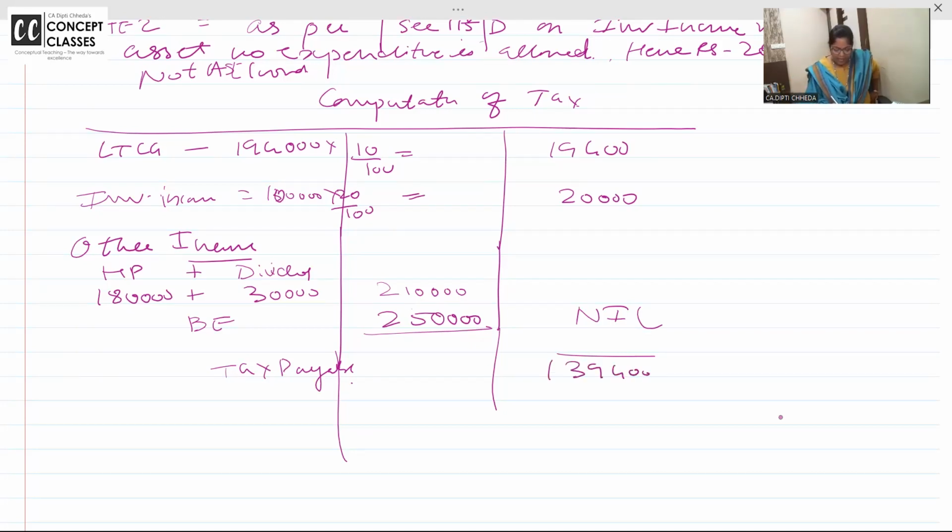139,400 and on that health and education cess is 4%, 5,576. 19,400 plus 20,000, 39,400 into 4%, 1,576. 40,976. Tax paid.